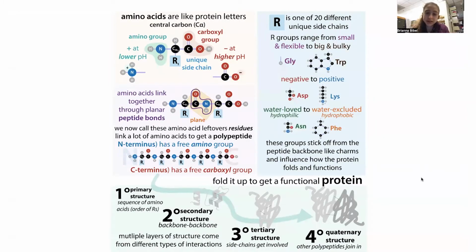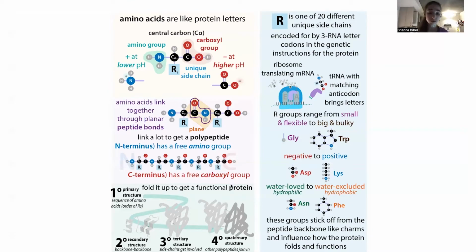Once these amino acids link together, we call the leftovers residues. So what was this R1 is now a residue. Often we just call them amino acids even when they're in the chain, but when we're talking about a specific amino acid position, it's technically a residue at that point. So you know that term. We'll get much more into how the protein folds and functions, as well as more about the different proteinogenic amino acids, the ones that we get in proteins.